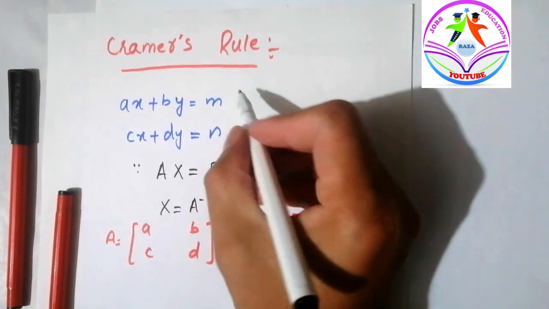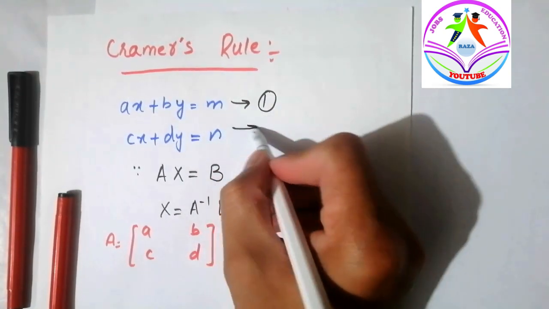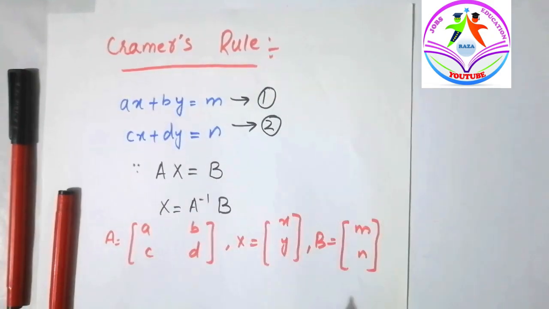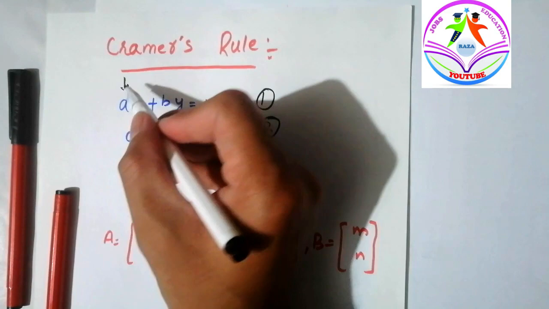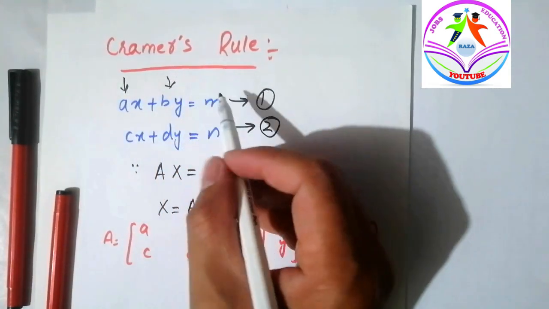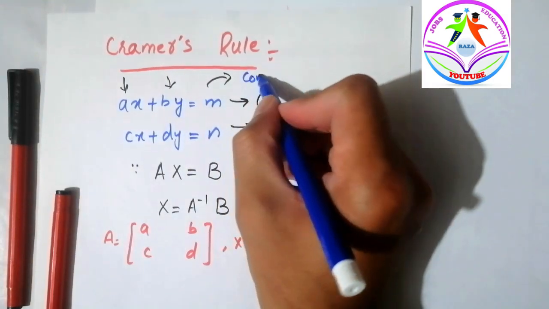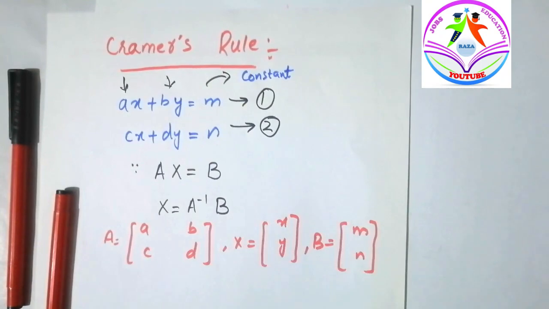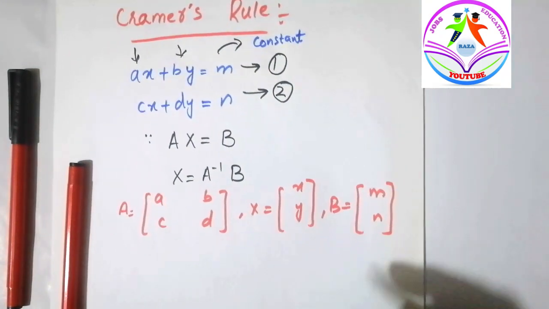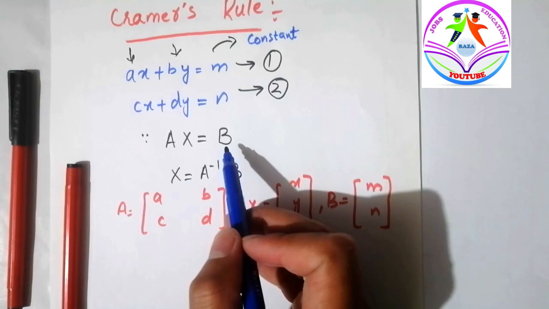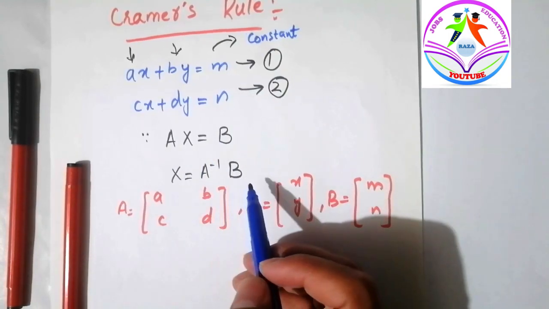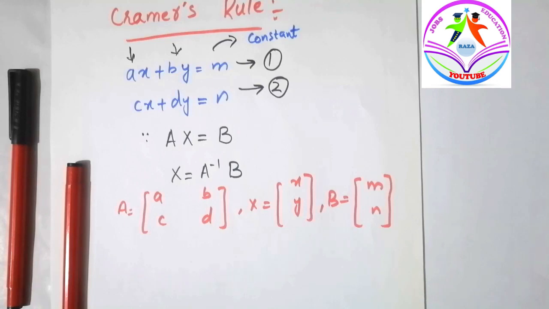Two linear equations. This is the first equation, this is the second equation. Here you can see this is the x value, this is the y value, and this is the constant. So we have two linear equations, and we know that AX is equal to B and X is equal to A inverse B. In Cramer's rule, we are solving for the x and y values, and we want to find them using Cramer's rule.